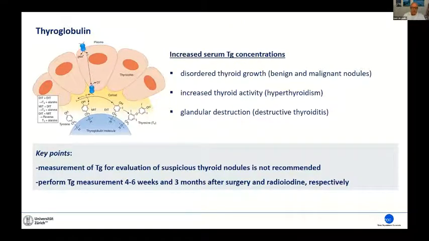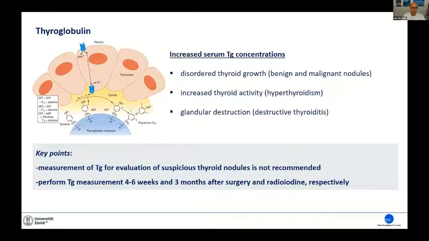It is important to note that thyroglobulin may increase in the bloodstream in almost all thyroid diseases, both benign and malignant, or in conditions where the thyroid activity is increased, as in Graves' disease, and finally, when follicular thyroid cells are destroyed, as during destructive thyroiditis, but also during surgery, and also after radioiodine therapy due to the radioiodine-induced destruction of follicular thyroid cells.